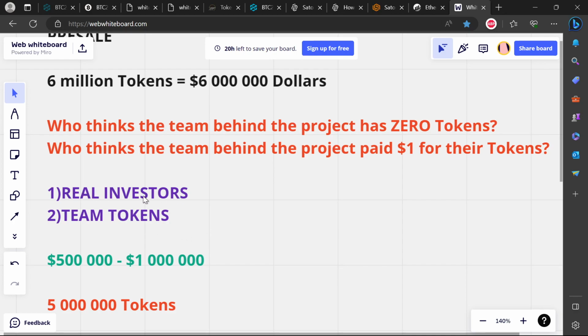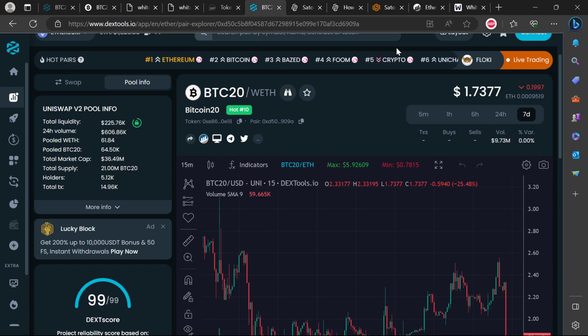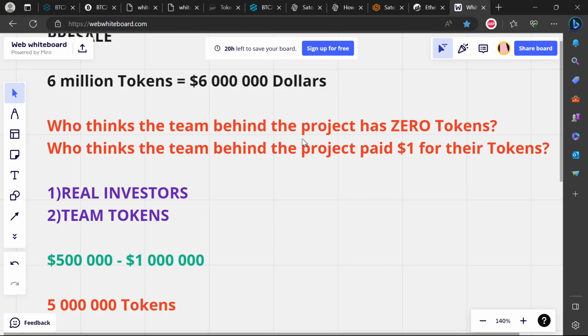So you do see here, real investors are between $500,000 and $1 million, just judging by the liquidity that we see here on DEX2s. But of course, as the scam is developing, we're going to go to the scenarios right now, to speculate what is going to happen.